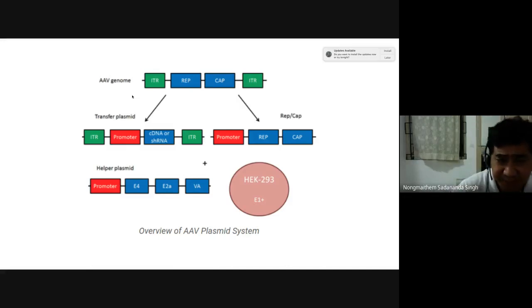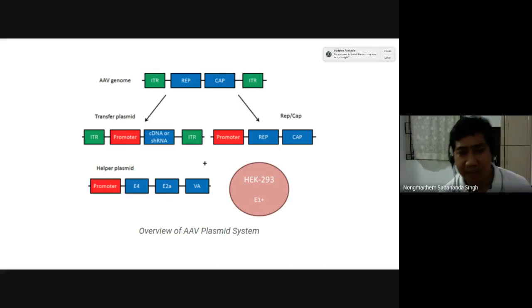Now, what is interesting about this AAV is that most of the time it doesn't integrate, but sometimes it does. In the presence of Rep protein, the AAV genome can integrate in chromosome 19 of human cells. But if you don't have this Rep protein, it doesn't integrate at that site, so it is maintained as an episome.